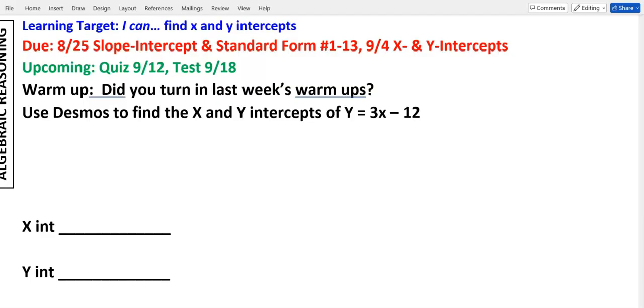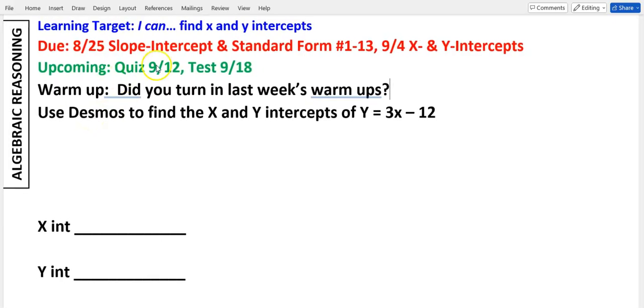Here's the warm-up. By the way, quiz on the 12th. When is that? This Friday, right? Nope, this week. So let me put that more explicitly. Quiz this Friday. Test next Thursday. Okay?